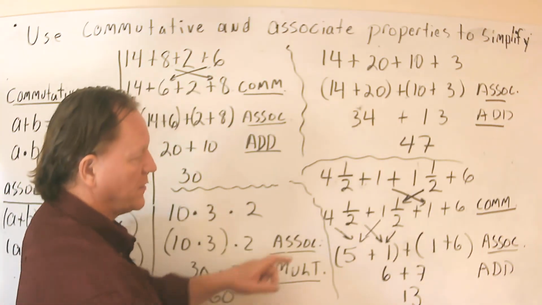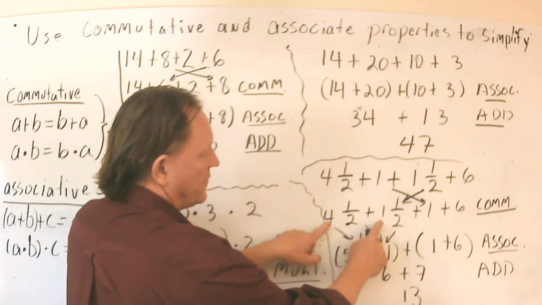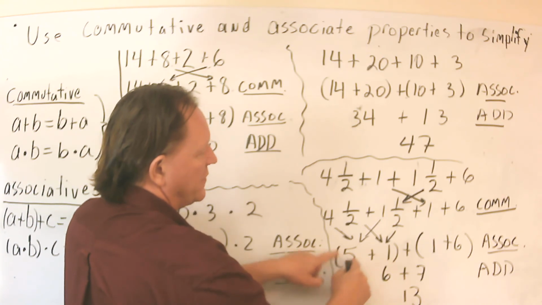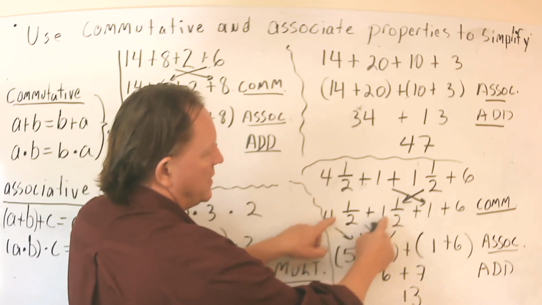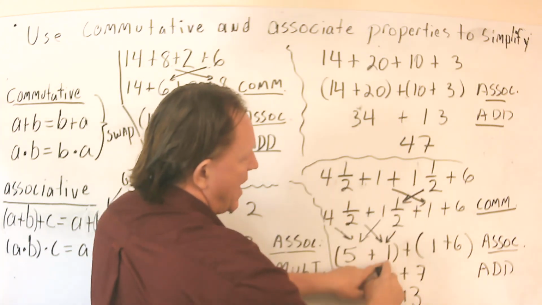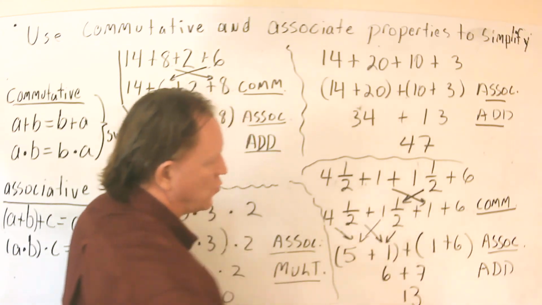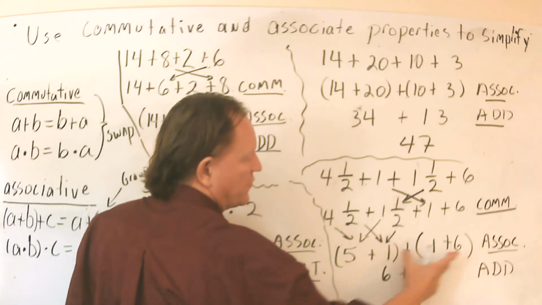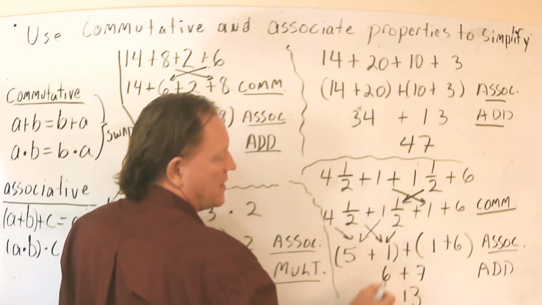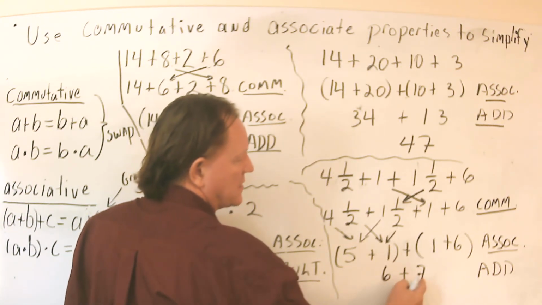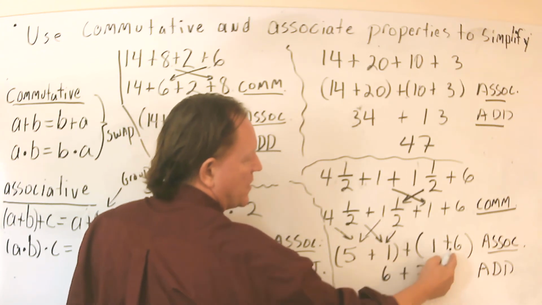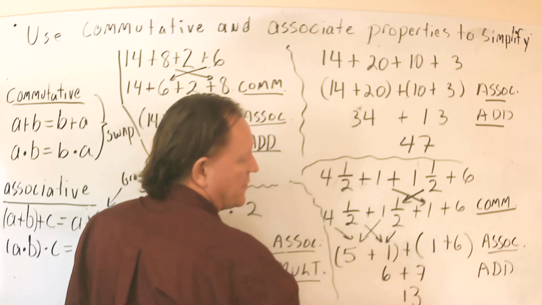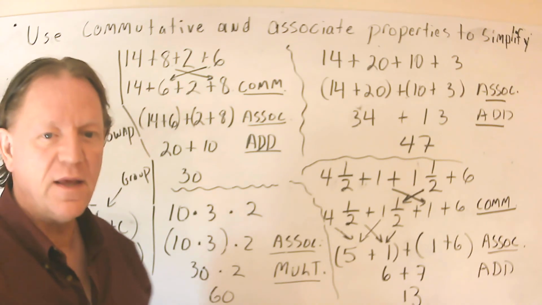In this step, I've added the whole part. 4 plus 1 is 5, the whole numbers. And here I've added the fractions: 1/2 and 1/2 will add up to give me 1. The next step, again, I have associated these two values in parentheses. I'm going to go ahead and just add the 6 and the 7. 5 plus 1 is 6, and 1 plus 6 is 7. Add these two final values, and I got 13.